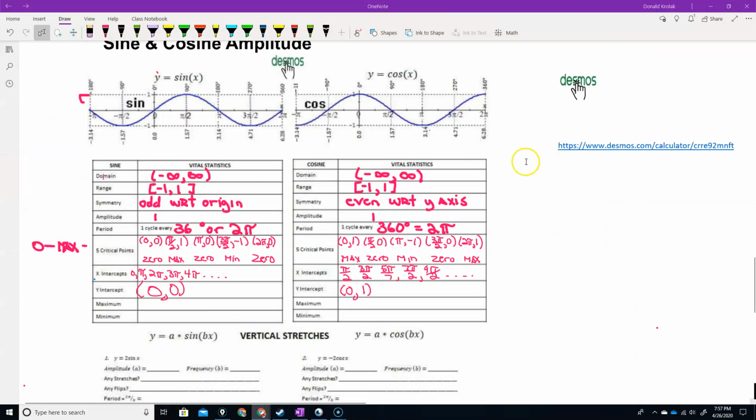So our maximums and our minimums, the highest point was 1, and the lowest point it ever got to is -1. And then the same's true for cosine. The highest point is 1, and the lowest point is -1.